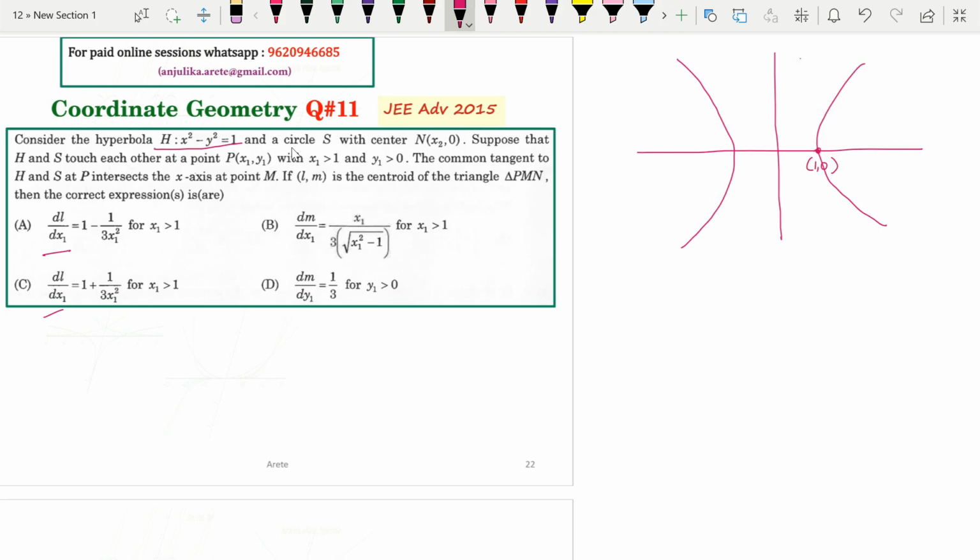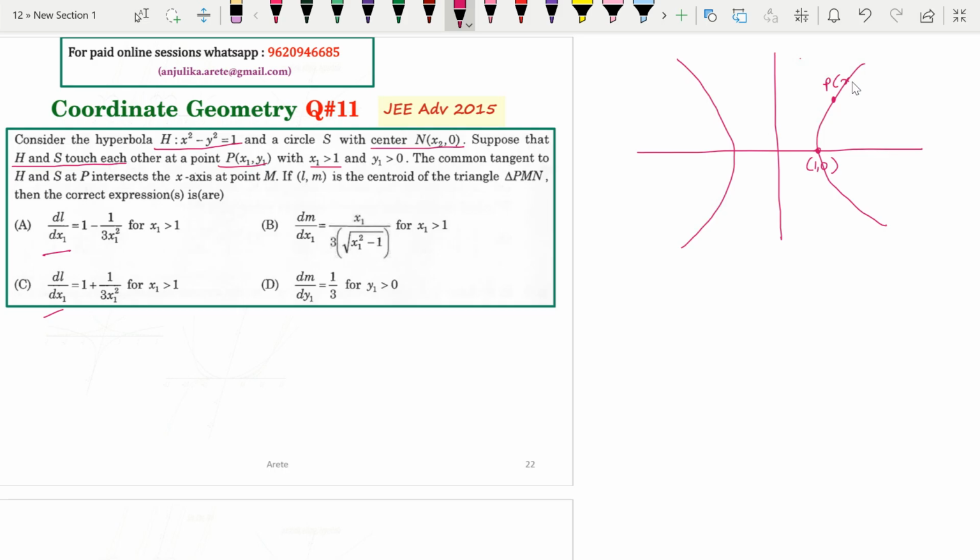Let's read more. A circle S with center (x2, 0). I don't know where x2 is, but I definitely know that the center is on the x-axis. Let's read more to see. Suppose that H and S touch each other at the point P. X1 is greater than 1, so somewhere on this side, more than 1, and y1 is positive, maybe somewhere here. That's your point P.